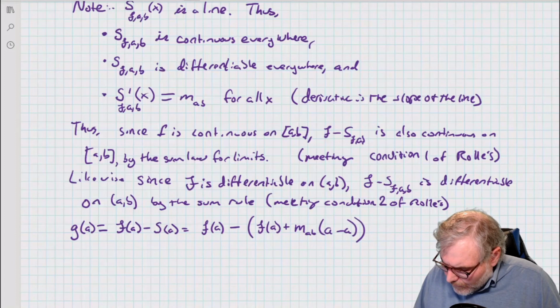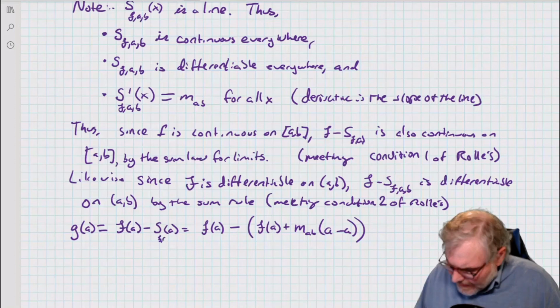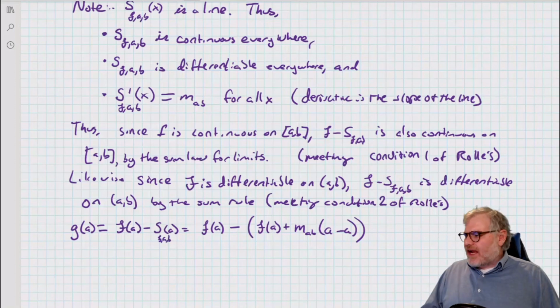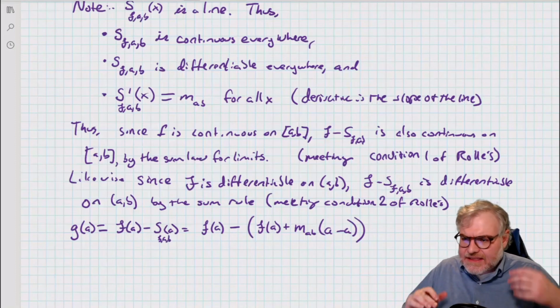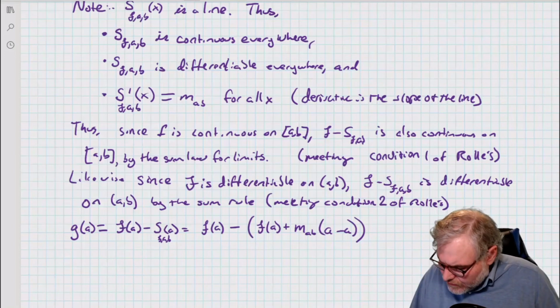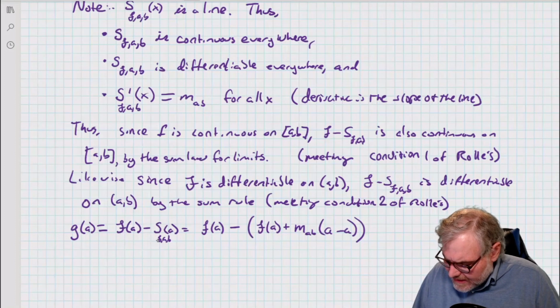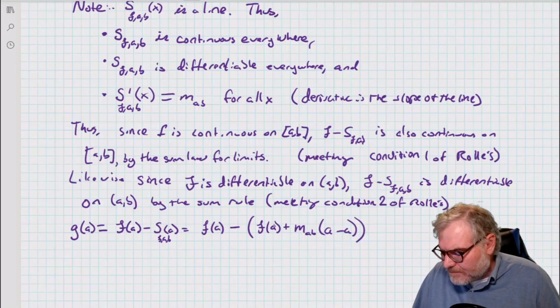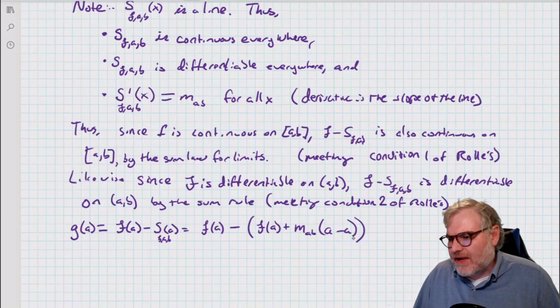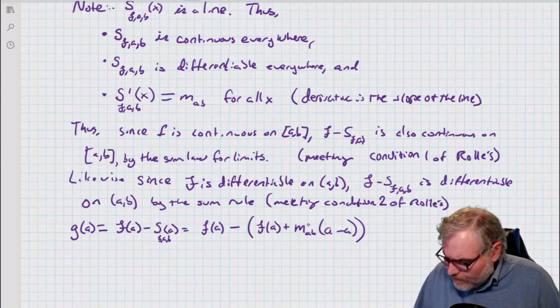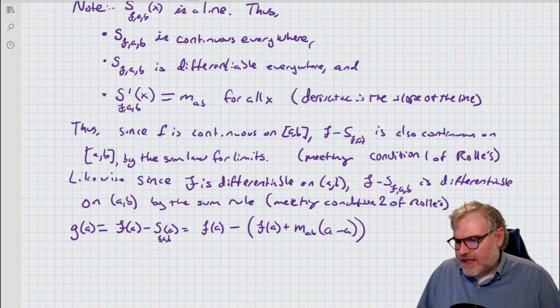Okay, so S of A here, remember this is S of X, F of A, B of A, right? I'm not considering all the X's, I just want the single X. So G of A equals F of A minus S of A, which is F of A. Now S of A is F of A plus MAB of A times A minus A. Well, this bit is going to be 0. Those two, when they subtract, are going to come out to be 0.